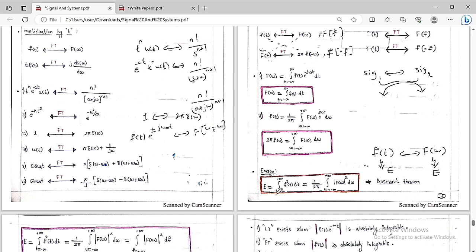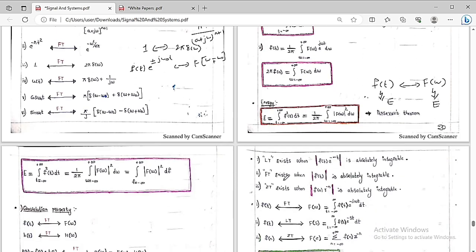This is the expression of the energy in the time domain and this is the expression of the energy in the frequency domain. This is called Parseval's theorem, or Parseval's equation also we can say. Finally, whatever the energy in f of t must be equal to the energy in the frequency domain also. So this formula you always have to keep in your mind. This is called Parseval's equation.